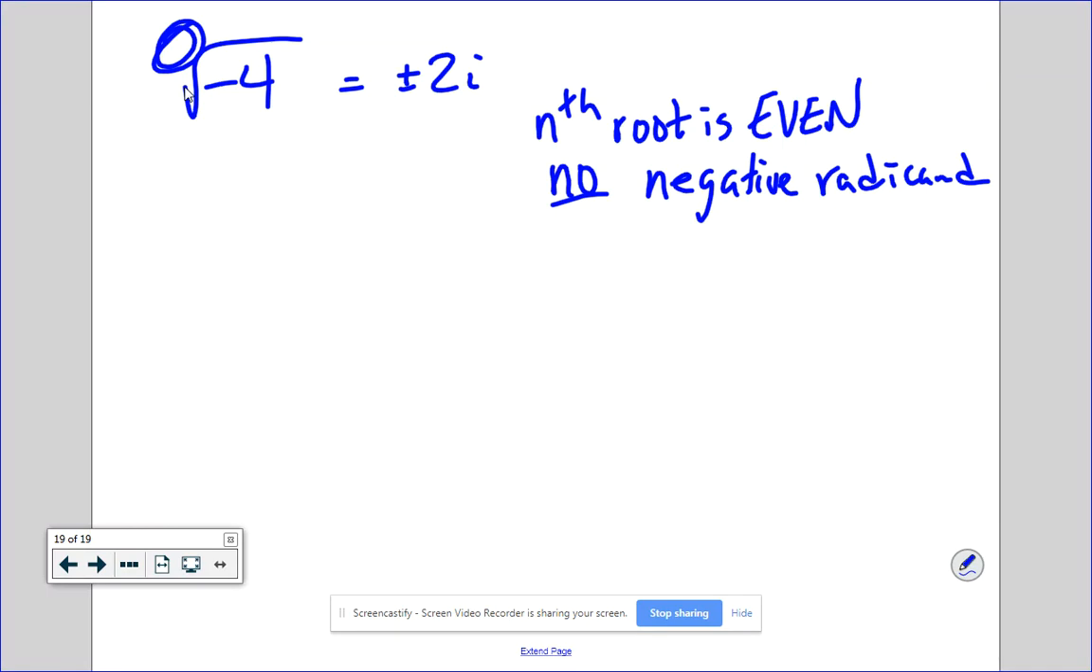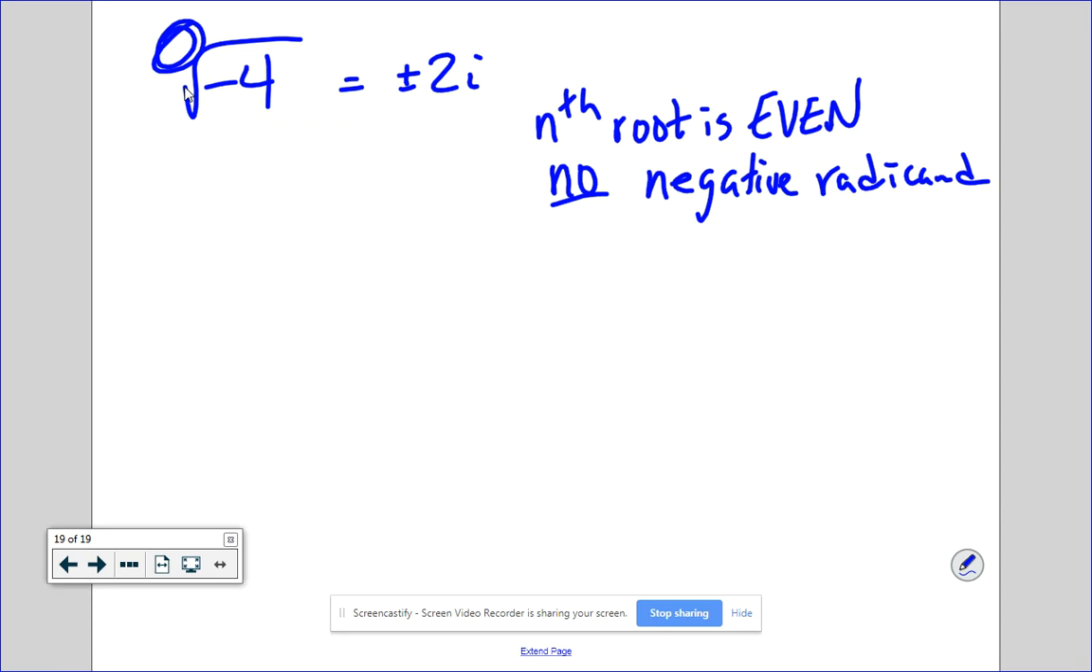Because again, we're looking for groups of 2. Well, a negative times a negative is a positive. So you can never have an even number of negatives give you a negative answer. Does that make sense? Yes.